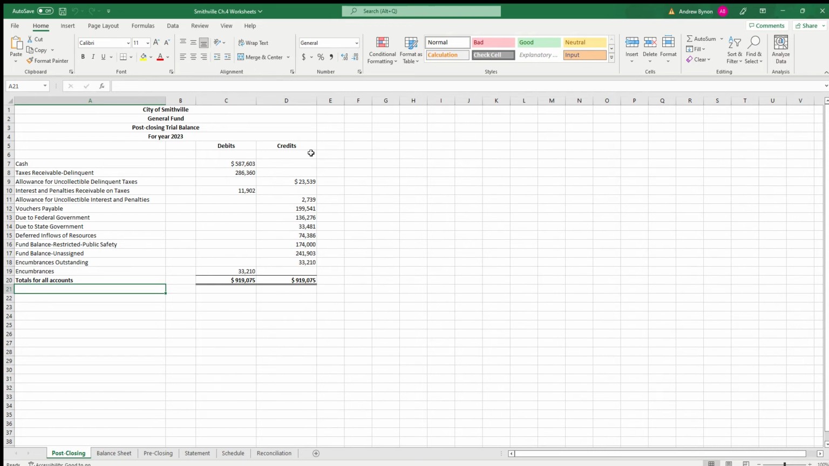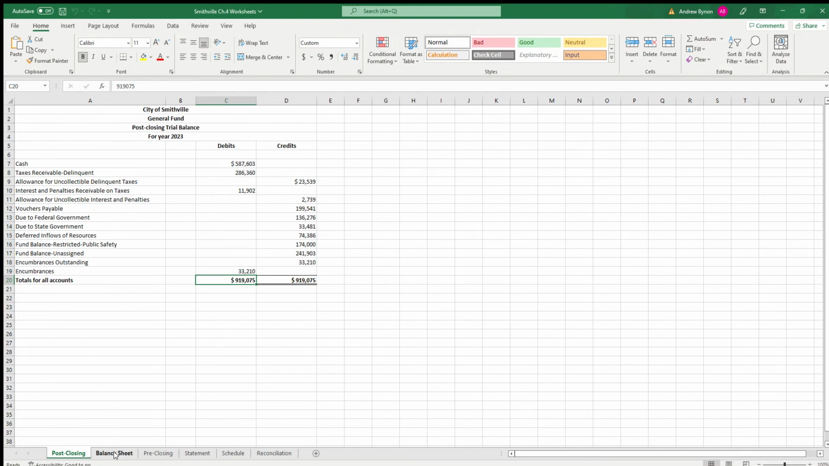So, from the information we gathered via our journal entries in Smithville, we got our post-closing trial balance here, showing our assets, our uncollectibles, our payables, encumbrances, etc. The purpose of this is to make sure that our beginning balances are correct, but also to ensure that our debits and our credits remain in balance after our closing entries have been made. So as we can see here, everything is equal.